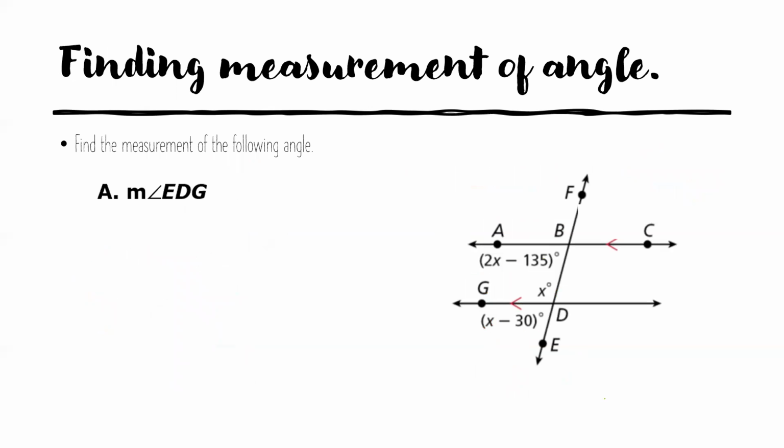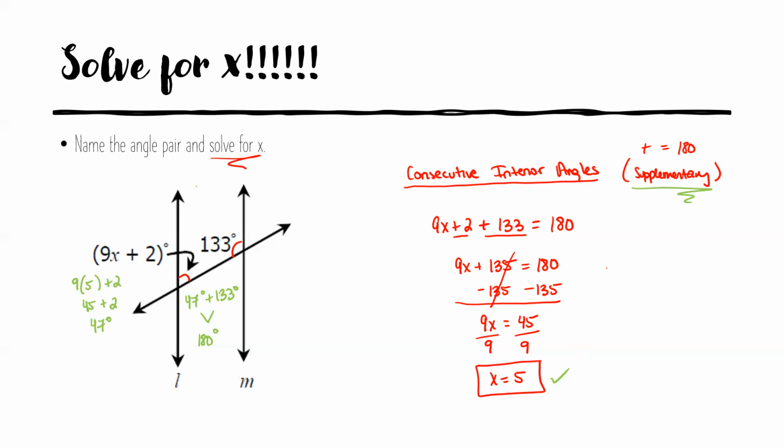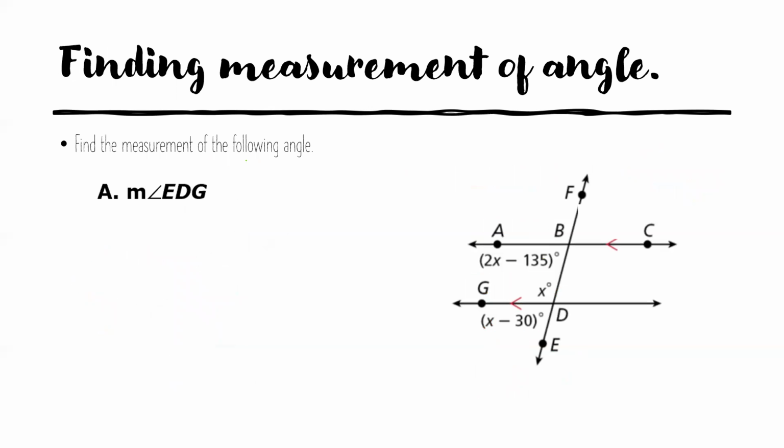Right now, this is the last example here. In this question, they're not asking me to solve for x. They're actually asking me to find the measurement of a specific angle here. They're asking me to find the measurement of angle EDG. So they're actually asking me to find the measurement of this angle. I know that it is x minus 30, but in order for me to find the measurement of that angle, I need to solve for x first.